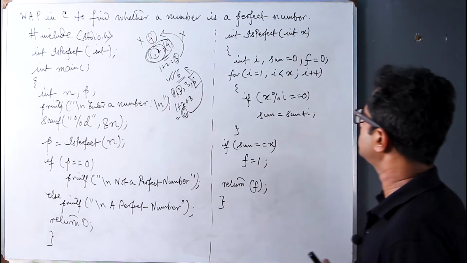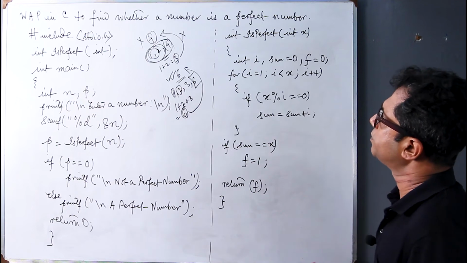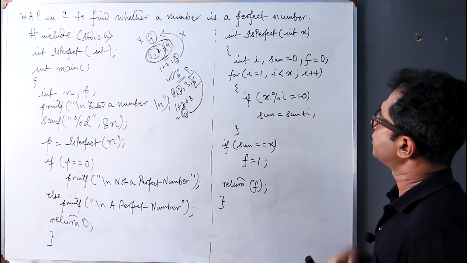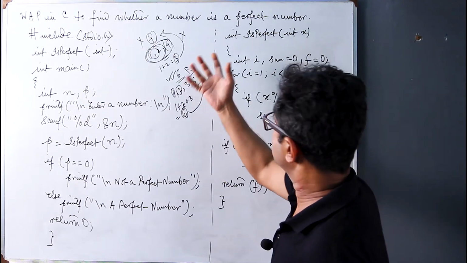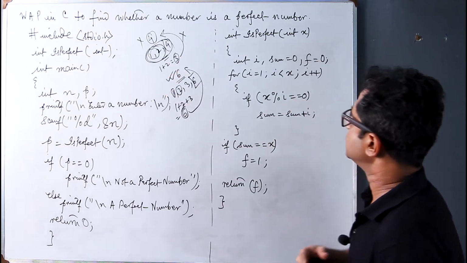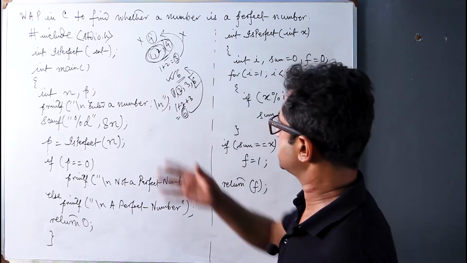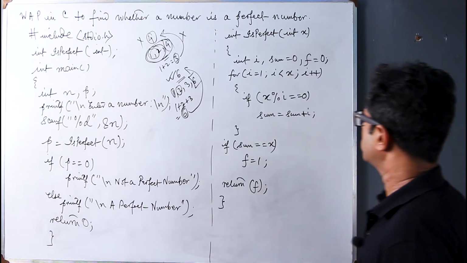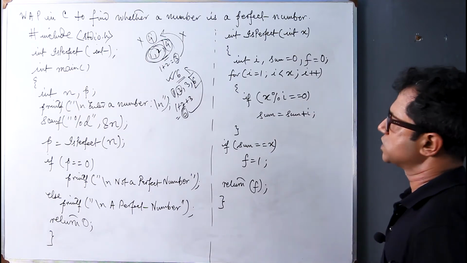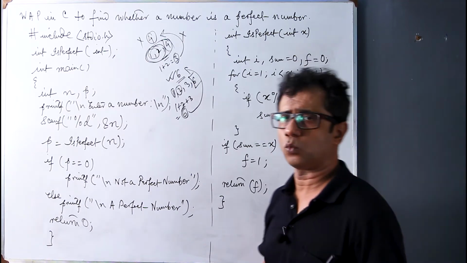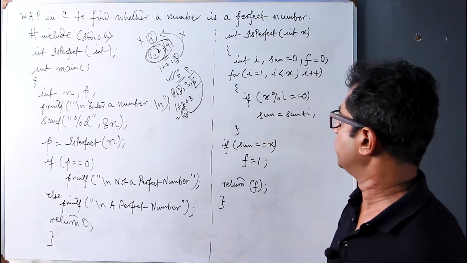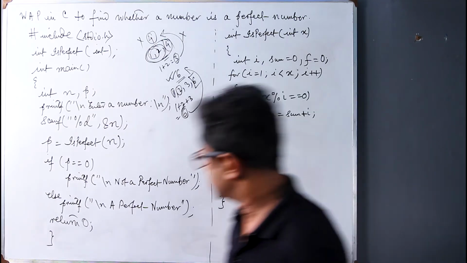We have implemented this logic to determine whether a number is a perfect number by using the concept of user-defined functions. So let's get started with the code explanation part, and afterwards I will put in some sample values in order to make you understand the details. So let's get started.